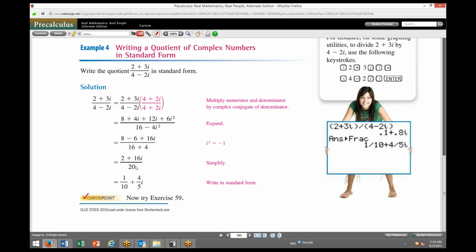So 16 over 20 times i, 16 and 20 both being divisible by 4, we reduce the fraction down to 4 over 5 i. So the final answer in standard form for complex numbers is 1/10 plus 4/5 i. That is the actual answer for how much is 2 plus 3i divided by 4 minus 2i. It is 1/10 plus 4/5 i.